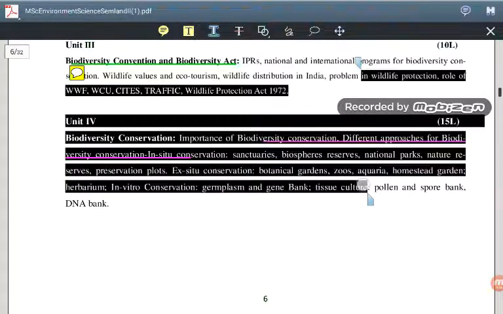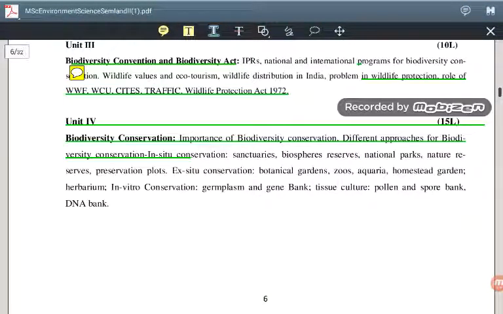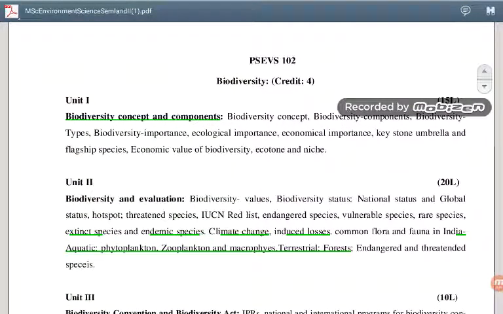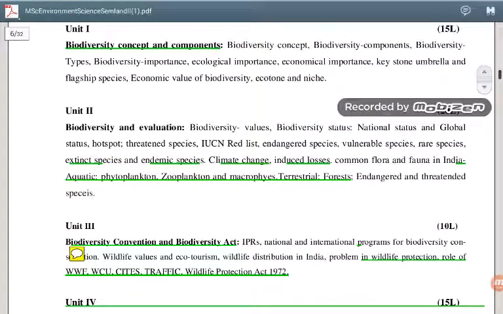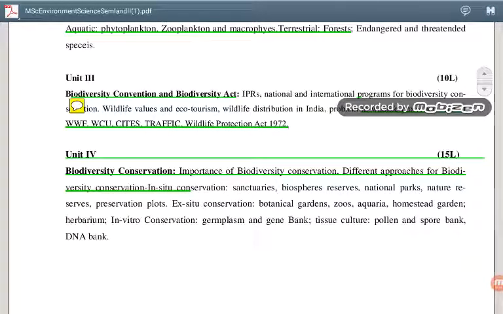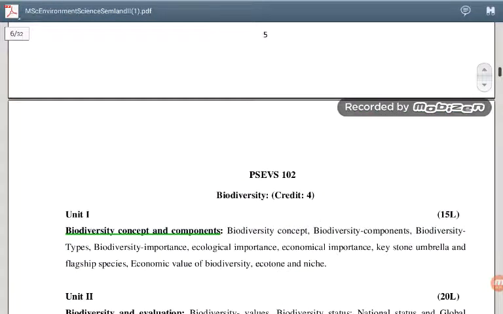So the whole paper is related to biodiversity. The first unit, you must know the biodiversity concept. Second thing is how we evaluate this biodiversity. Third component, what are the rules and regulations you must know related to biodiversity, and what are the different types of biodiversity strategies, how we can conserve this biodiversity. So this was related to the second paper.